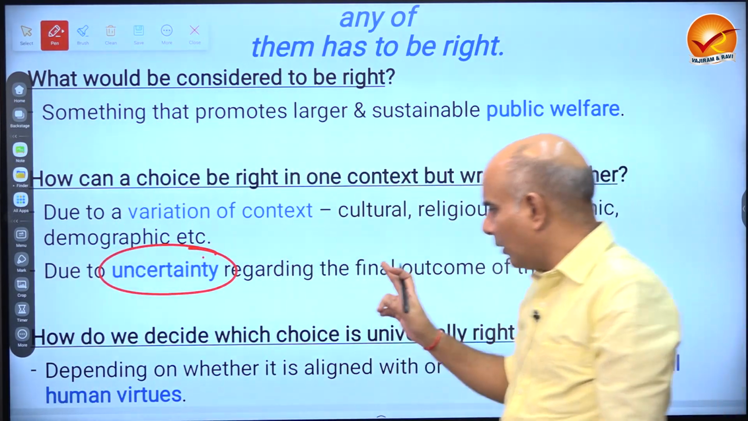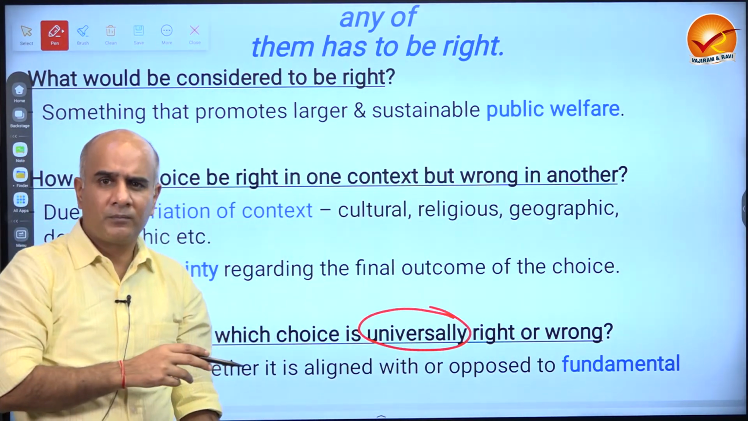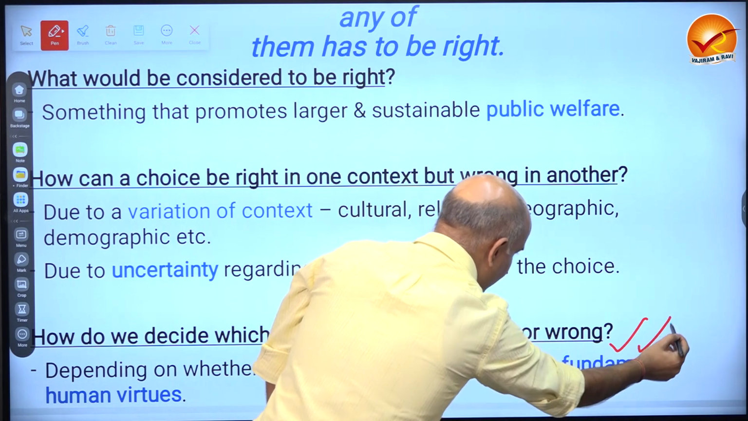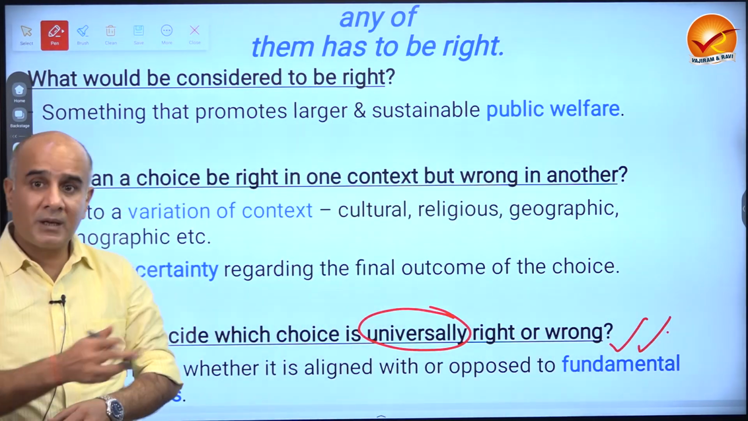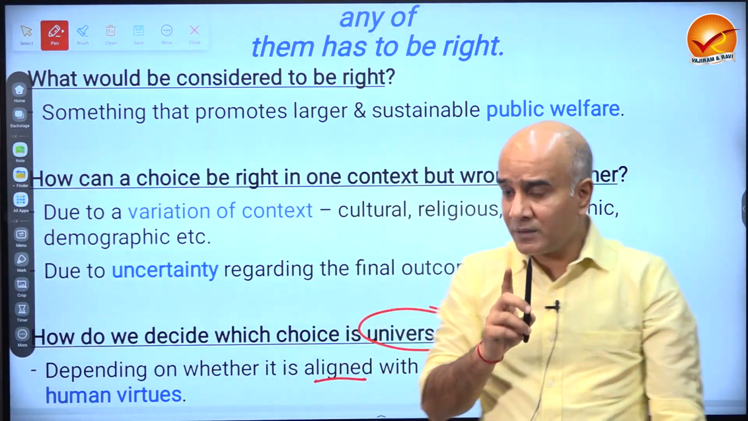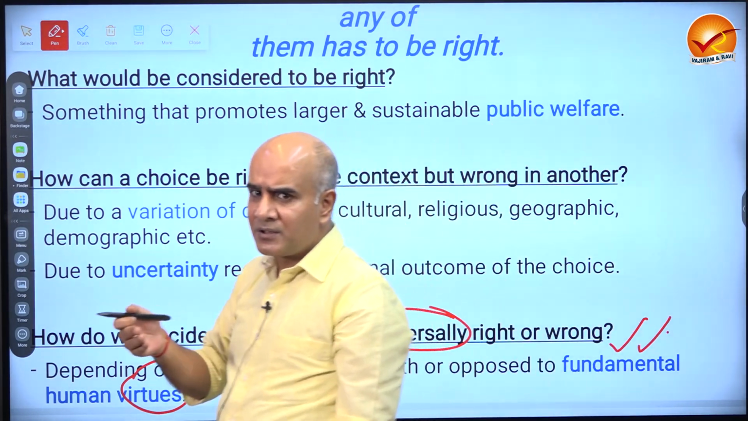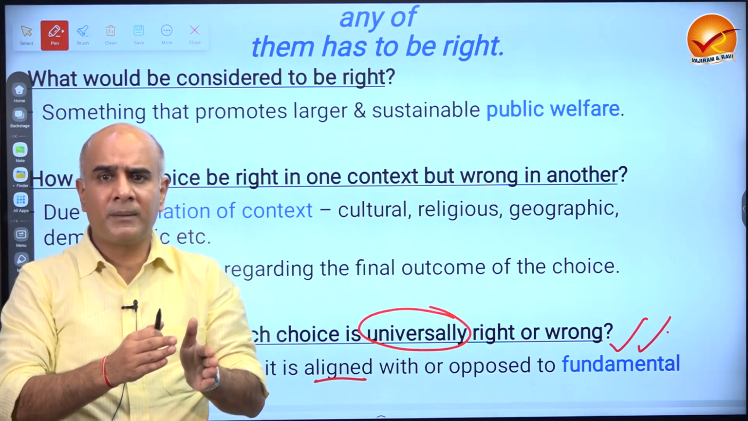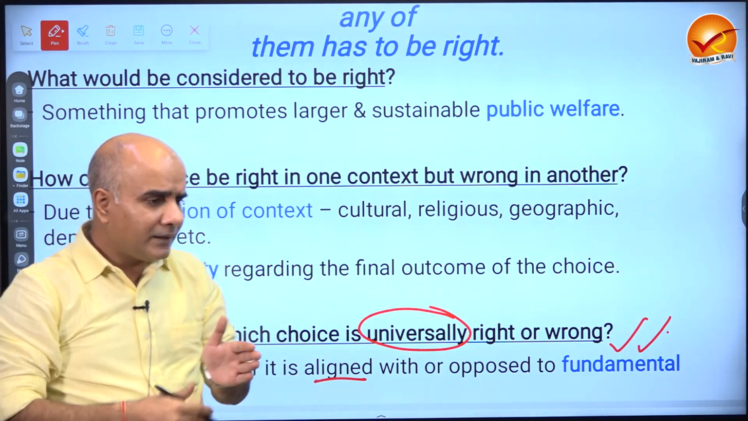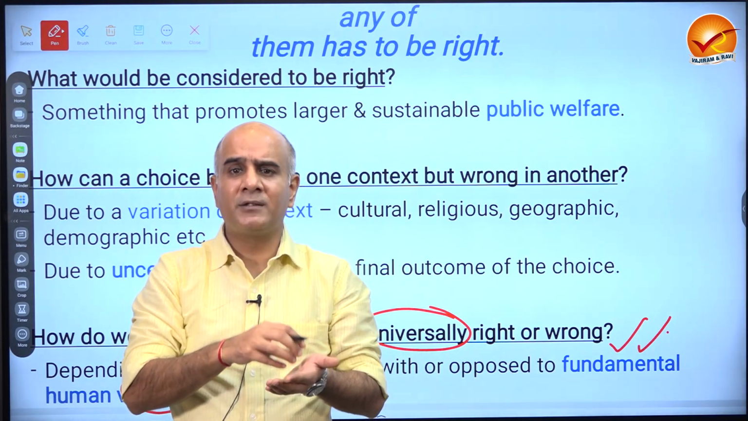Third question, how do we then decide which choice would be considered universally right or universally wrong, without hesitation, without exception? How do we decide that? Any such decision must be based upon, not opposed to, must be aligned with fundamental human virtues. Here I will not even use the word values, fundamental human virtues. If it is aligned with them, we'll say that the decision seems to be right. If it is contradictory to them, we will say that the decision seems to be wrong. But again, the problem is that which virtue would be applicable or appropriate in a given situation, that itself might not be easy to decide.